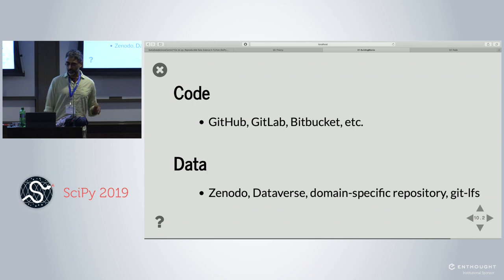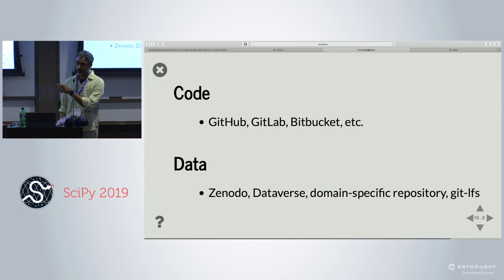For data, I think the answer to that question is a little bit more diverse because it depends on a lot of other questions. But there are also standard repositories for data. There's Zenodo, there's Dataverse, there's domain-specific repositories. Like if you're working on proteins or something like that, there's probably a repository where you put your protein structures. And so on and so forth.